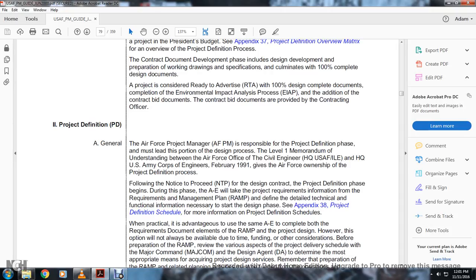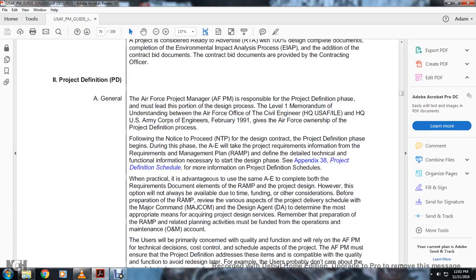Following the notice to proceed, the design contract project definition phase begins. During this phase, the architect-engineer provides the project with the requirements and information for the requirements management plan, or RAMP, which defines the detailed technical and functional requirements necessary to start the design. See Appendix 38 for the project definition schedule for more information. Project definition schedules in particular are advantageous with the same architect-engineer, complete with both the requirements documentation element of the RAMP and the project design.